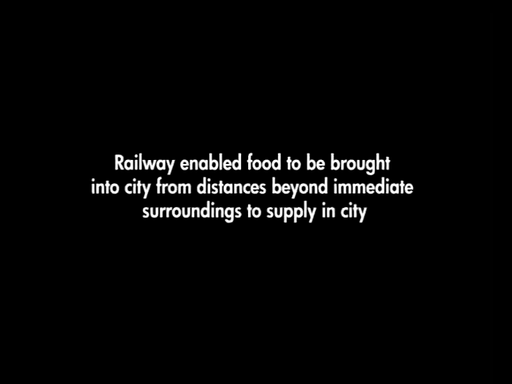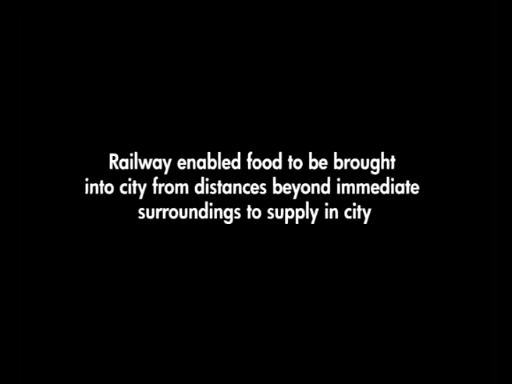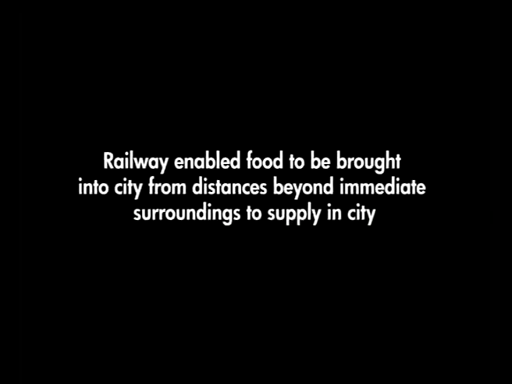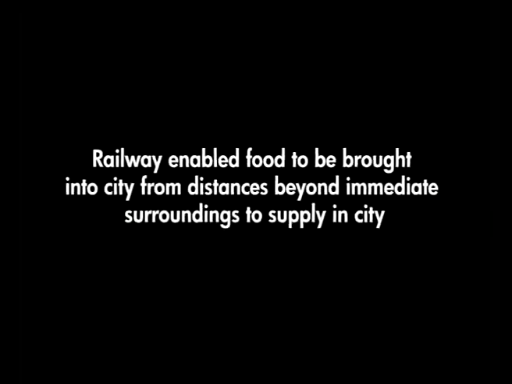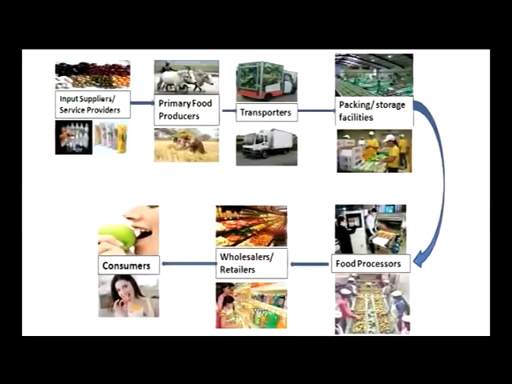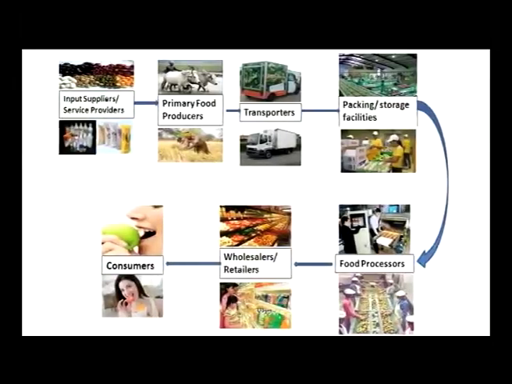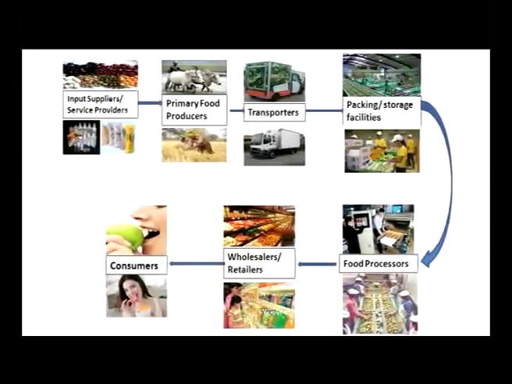But with increasing technological innovation, our urban food supply got reshaped. The railway enabled food to be brought into the city from greater distances, beyond the immediate surroundings that had traditionally supplied the city. The food supply chain began to differentiate from its earlier close association with people.